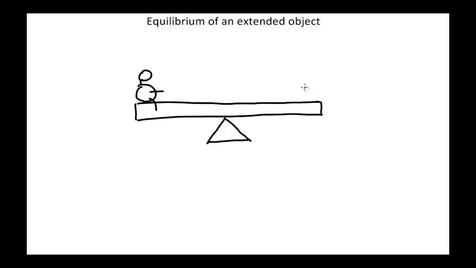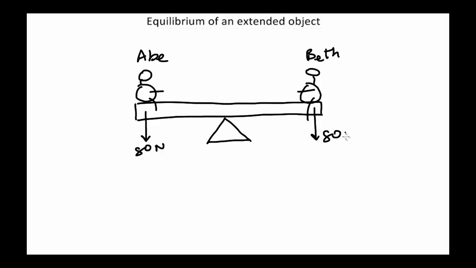So let's say Abe now sits on the left end of this seesaw and his friend Beth comes and joins him on the other end, and you will have to forgive my sketching. I'm not the best at drawing, so this will have to do. Here are Beth and Abe, and let's say Abe's weight is 80 newtons acting in the downward direction, and let's say Beth weighs the same amount as Abe, so her weight is 80 newtons also. And as before, Abe is at a distance of 2 meters from the center of the plank, and Beth is at the same 2 meter distance at the other end.